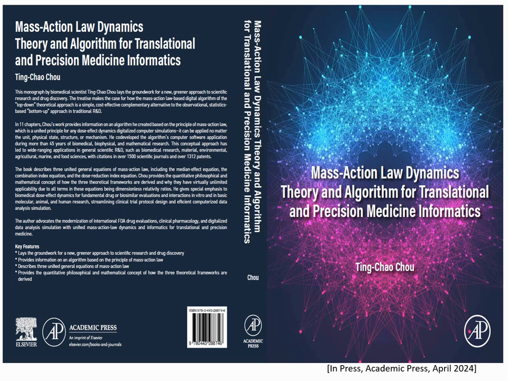My 11-chapter book entitled Mass Action Law and Algorithm for Translational and Precision Medicine Informatics will be published next month by Academic Press and elsewhere. It opens up a new avenue for the MAL theory-based R&D that is cost-effective, efficient, and is complementary alternative to the traditional statistics-based R&D.